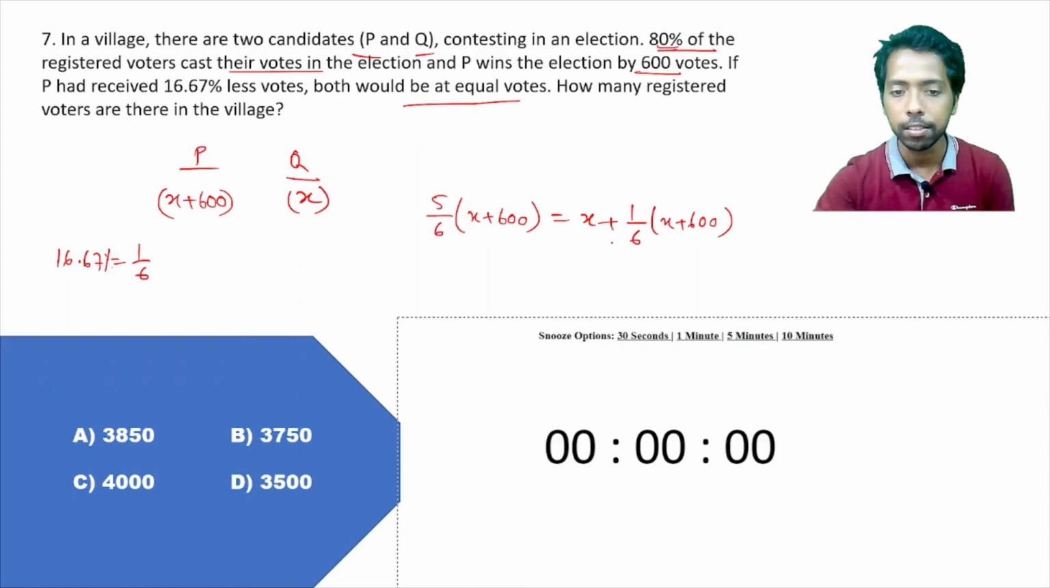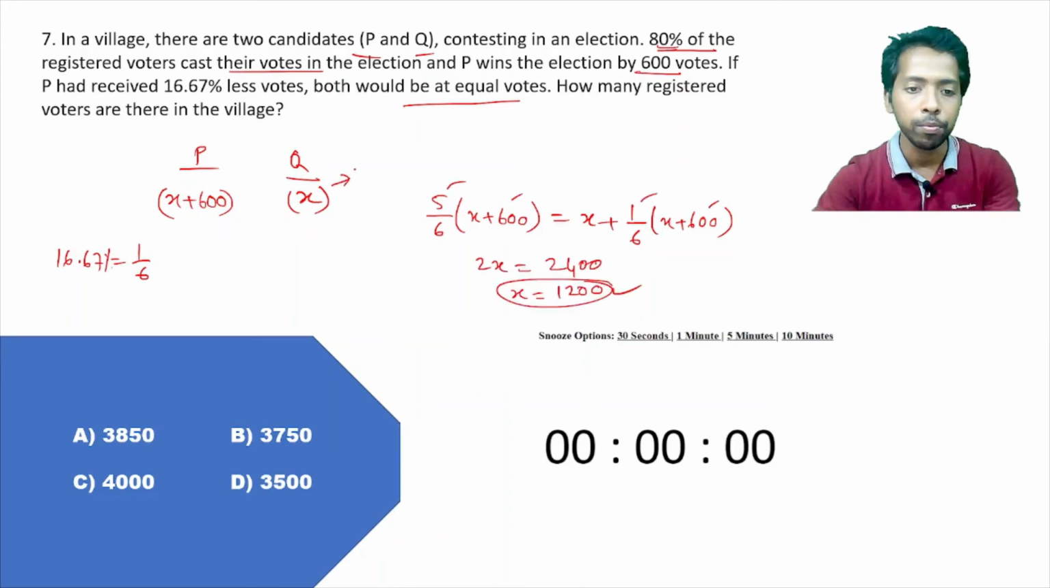Now 5 into 600, 1 into 600. This is 1 into 600 and 5 into 600. So this is 4 into 600, so this is 2400. 2400 gives 1200, the value of x. Now the votes for Q are 1200, and the votes for P are 1800, right?